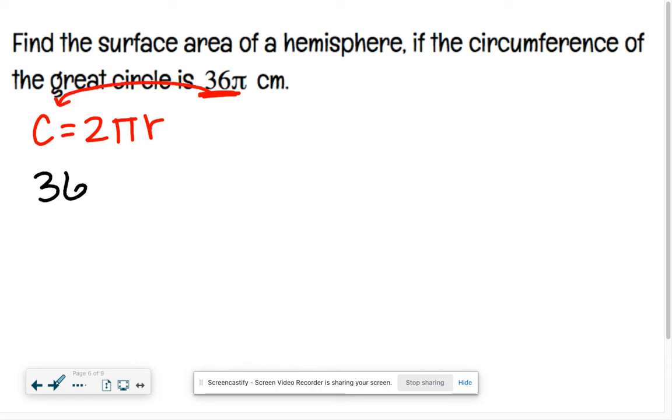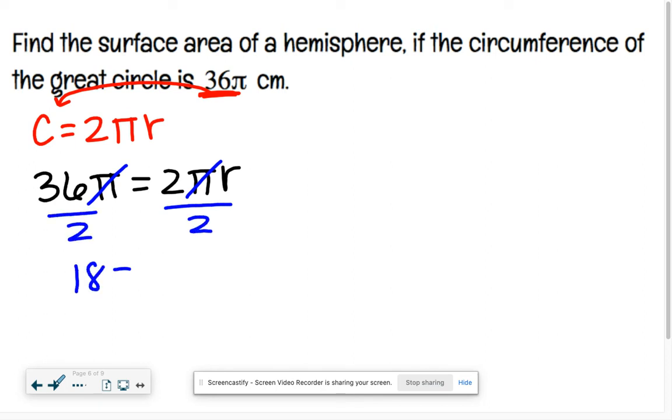And we know in this circle, our circumference equals 36 pi, so I'm going to plug that in for C. So 36 pi equals 2 pi r. And now we just have to get r alone. What's nice, folks, is look, our pi's go away. Now we can divide by 2. So 18 equals r.